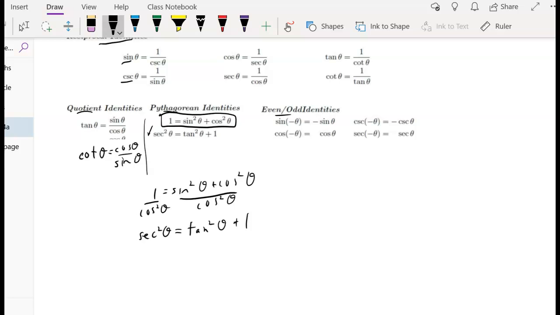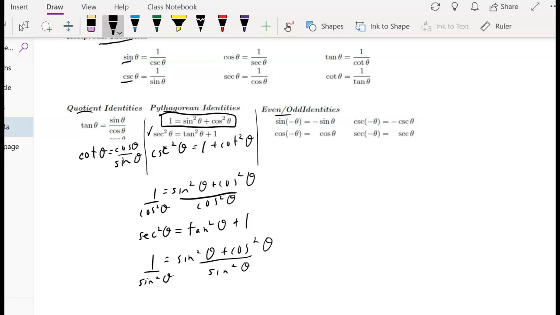There's one more, and that's if you took the original Pythagorean identity, sine squared of theta plus cosine squared of theta, and you divide both sides by, instead of cosine squared, the sine squared of theta. And when you do that, you get 1 over the sine squared of theta, which is the cosecant squared of theta. And sine squared over sine squared is 1, and cosine squared over sine squared is cotangent squared of theta. Okay, so there's our 3 Pythagorean identities.